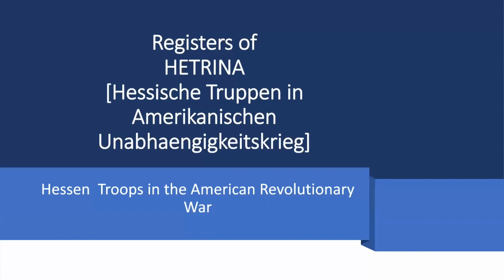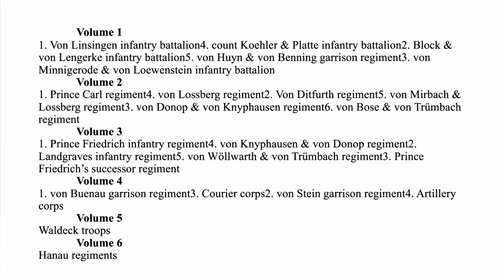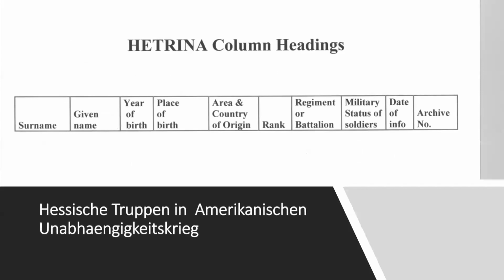Registers of the Hessian troops in the American Revolutionary War. There are 6 volumes to this register. This table of contents identifies which military regiments are listed in each volume. Column headings are not listed at the top of each page, but are given at the beginning of each volume.